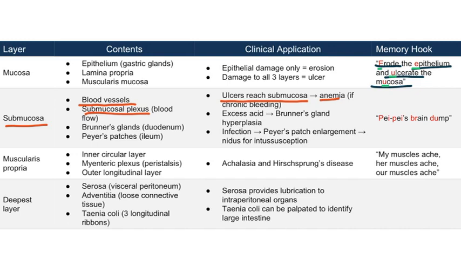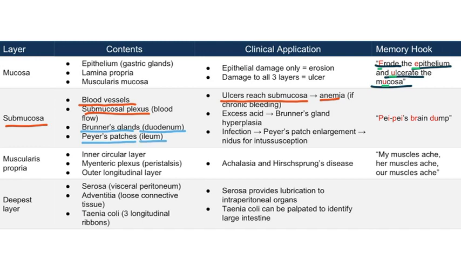The next items to discuss are the Brunner's glands and the Peyer's patches. The Brunner's glands are located within the duodenum. Now this is important. So we know that the submucosa extends throughout the entire GI tract, but the Brunner's glands do not. These are isolated within the duodenum. And likewise for the Peyer's patches. Although the submucosa extends throughout the entire GI tract, the Peyer's patches do not. They are located in the ileum.